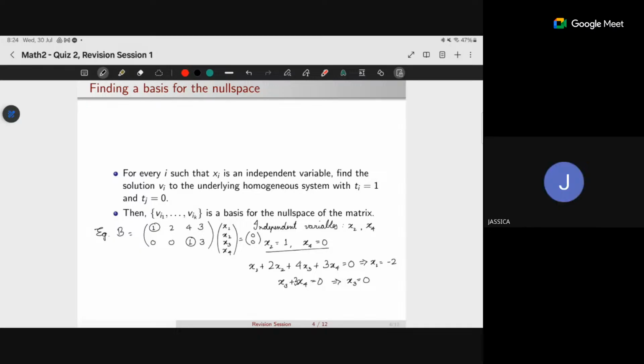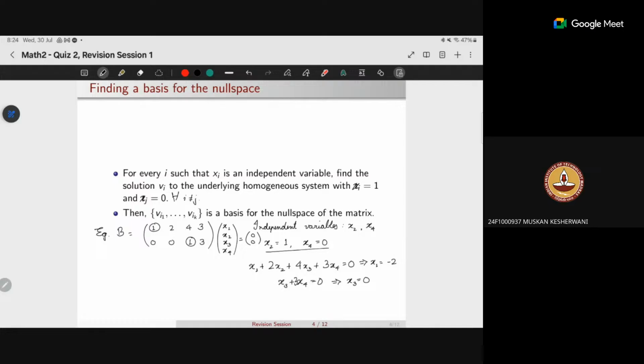Where do you get x2 equal to 1 and x4 equal to 0? That is the method. You identify the independent variables, you set one of them equal to 1 and all of the others as 0. So you substitute xi equal to 1 and xj equal to 0 for all j not equal to i.